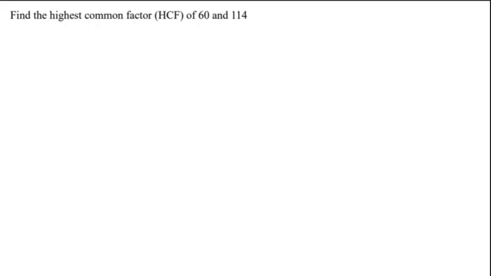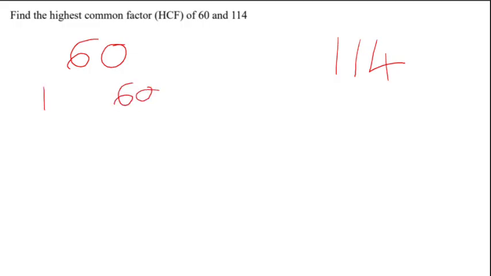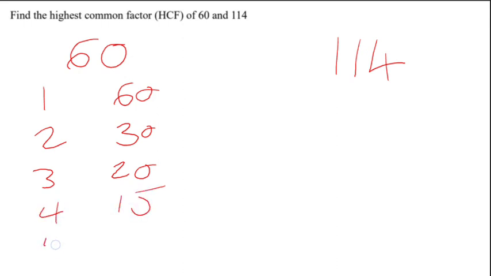Today what we're going to be looking at is our highest common factors of two numbers. Now there's a couple ways you can do this. You can either write your numbers out, and then find all the multiples for that number. So you could do 1 and 60, 2 and 30, 3 and 20, 4, 15, 5 and 12, 6 and 10, and then you do all the same for 114.